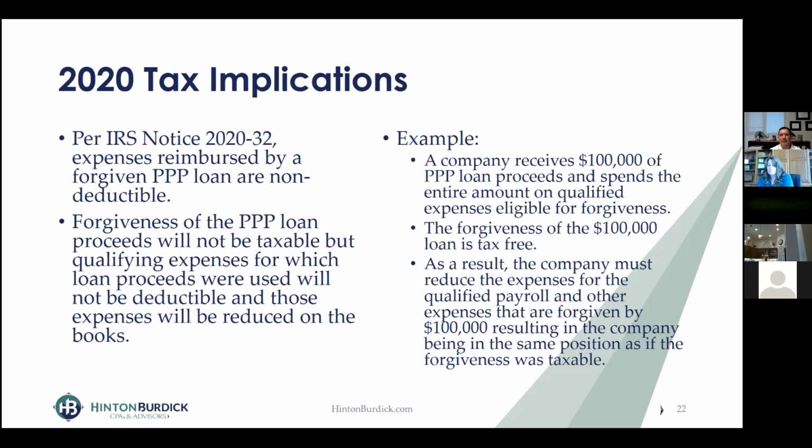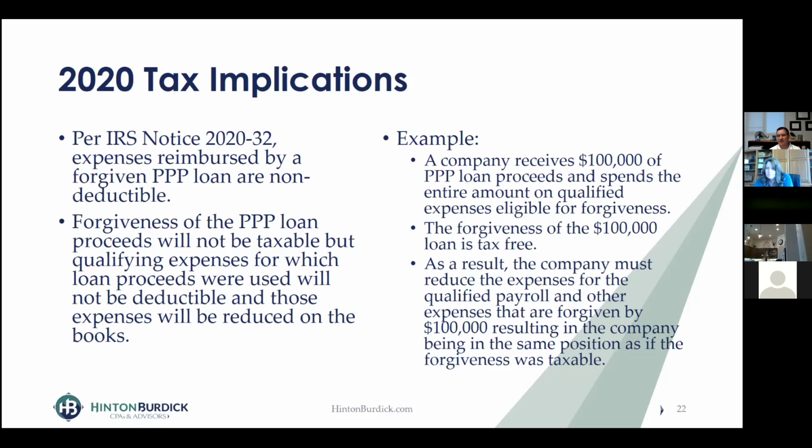However, in my opinion, they did not consult with the IRS and the Internal Revenue Code, which says that if any debt is forgiven, then the tax attributes associated with that debt must be reduced if we're not going to pick that up as income, the forgiven debt as income. So the forgiveness of PPP loan proceeds are not taxable, but the qualifying expenses for which those loan proceeds were used will have to be reduced on the books of the business.